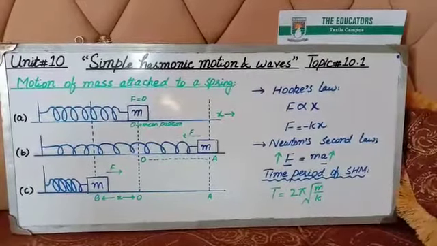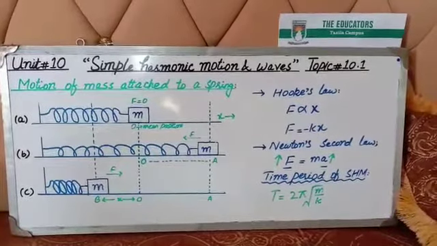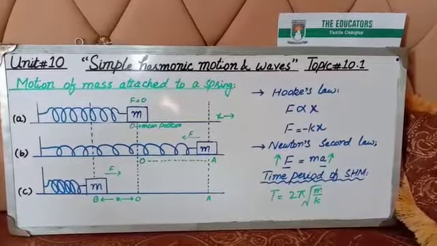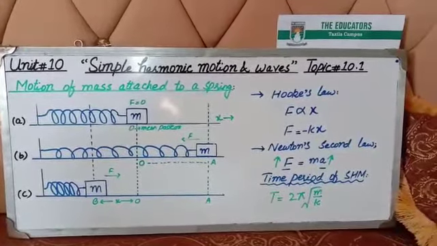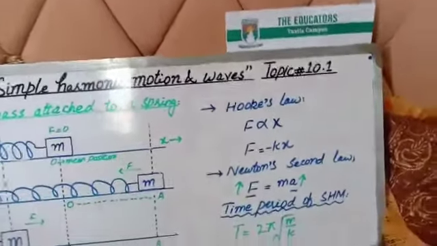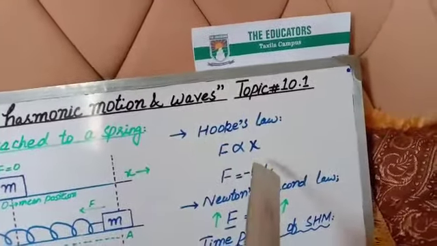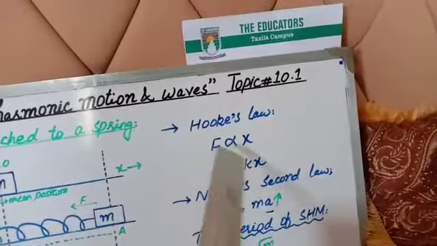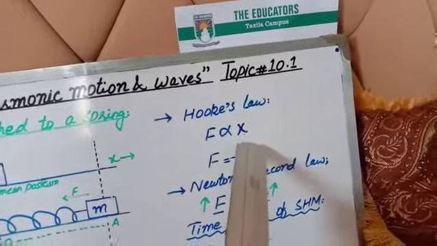Now what does this definition mean? It means force is directly proportional to the displacement. Greater the force, greater will be the distance covered by the body. And this is Hooke's law. The force is directly proportional to the displacement. Greater the force, the greater the distance the body covers, and the greater will be the displacement.